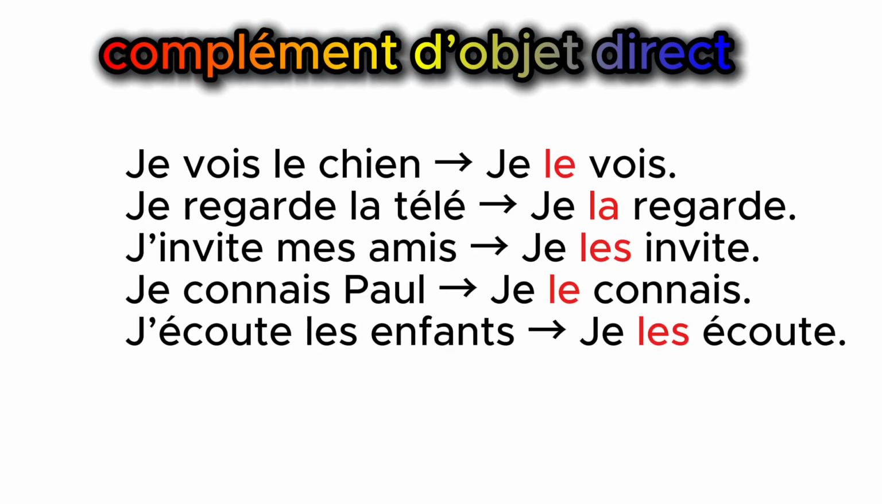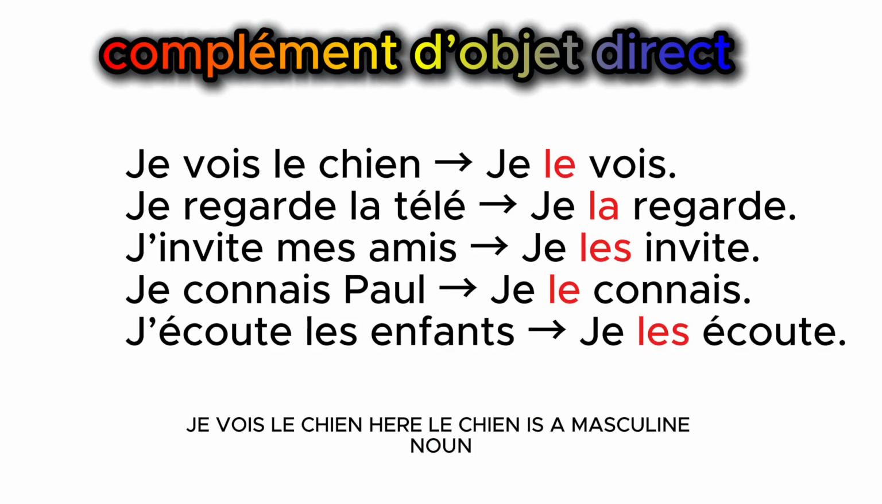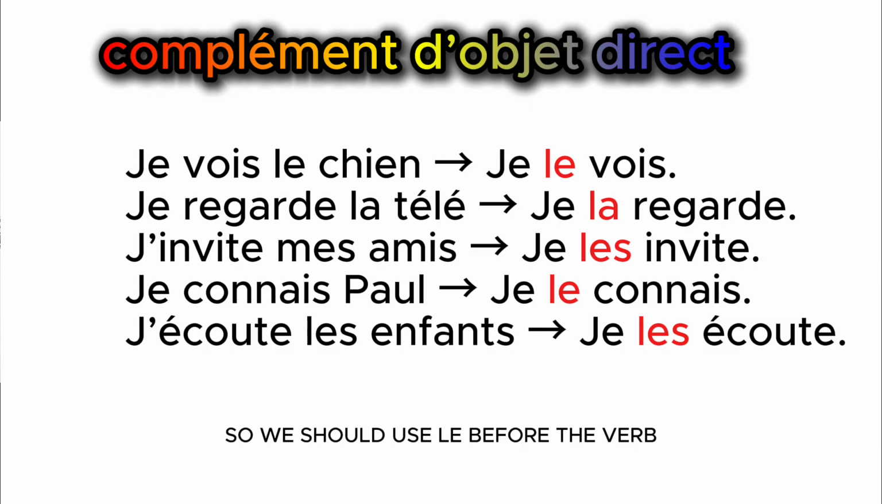Some examples. Je vois le chien. Here, le chien is a masculine noun, so we should use le before the verb: je le vois. Je regarde la télé. La télé is a feminine noun, so we should use la. Je la regarde. J'invite mes amis. Mes amis is a plural noun, so we should use les.